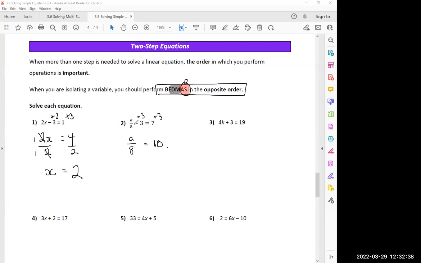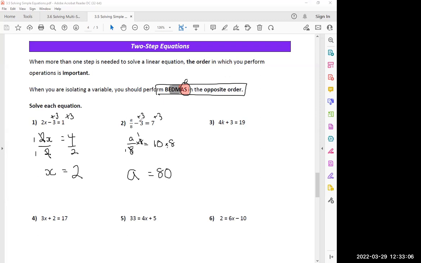And then suddenly it looks familiar. This is why you had to do homework. Because as soon as you do that extra step, all of the other stuff, you should be confident in doing it. I see a divided by 8. I'm going to multiply both sides by 8. So division by 8 and multiplication by 8 will reduce to 1, leaving me with 1a. 10 times 8, 80.